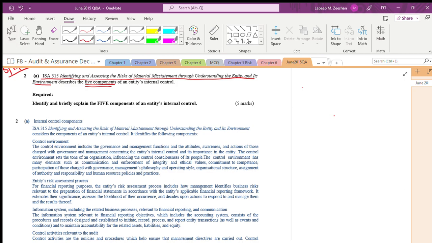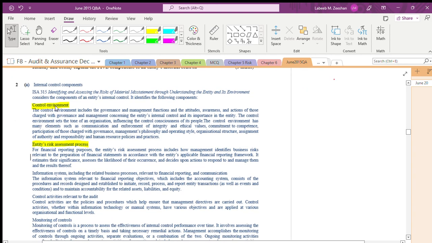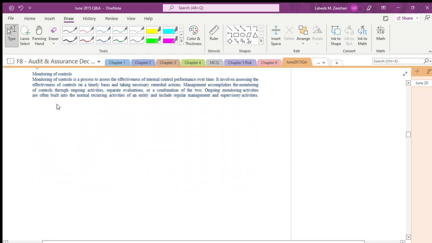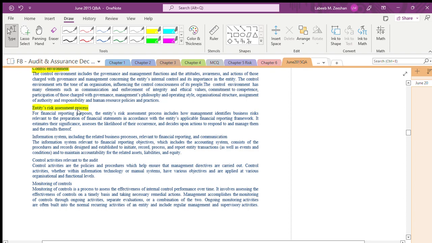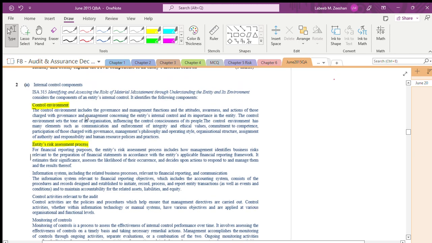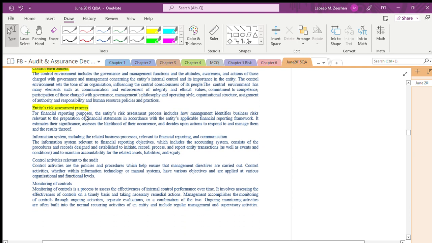There are 5 components. The first one is the control environment. The second one is the risk assessment process. The third one is what? Information systems, control activities, and monitoring the controls. One minute, one is missing here.